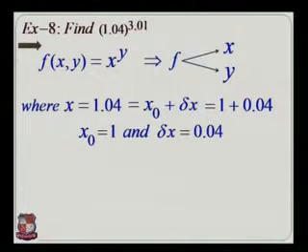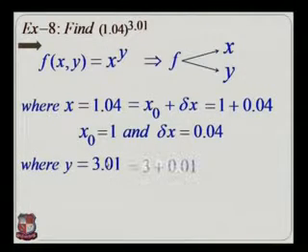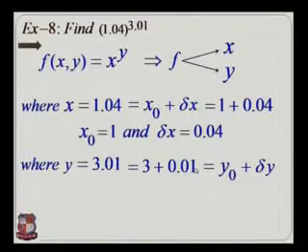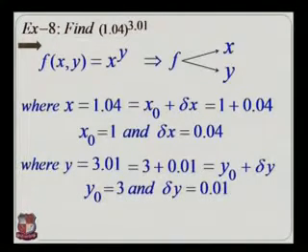Similarly, the power value is 3.01, we take it as y. So, that will be 3 plus 0.01, that is y0 plus delta y, means the value of y0 is 3 and the value of delta y is 0.01. Now, in this case, first of all we find the function value at the starting point. We take x0 is equal to 1 and y0 is equal to 3.